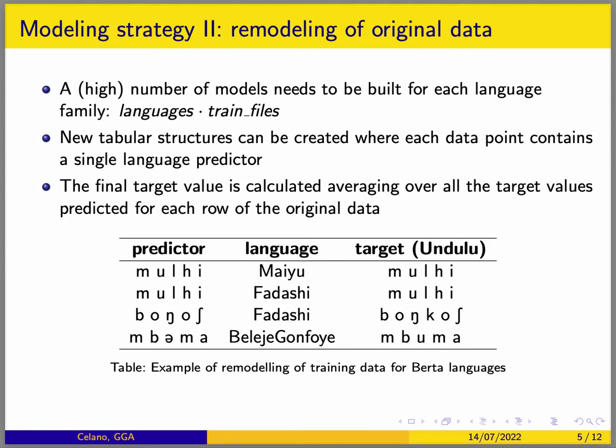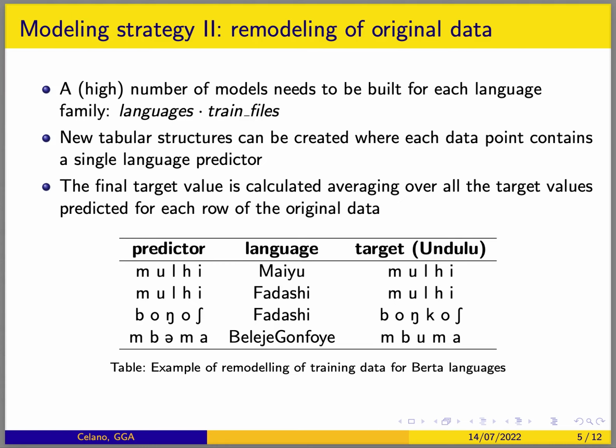A high number of models is required for each language family because, as I said, the training files need to be kept separate and the target variables correspond to all languages of a language family. Therefore, the exact number of models for a language family is given by the formula number of languages multiplied by 5, that is the number of the training files.